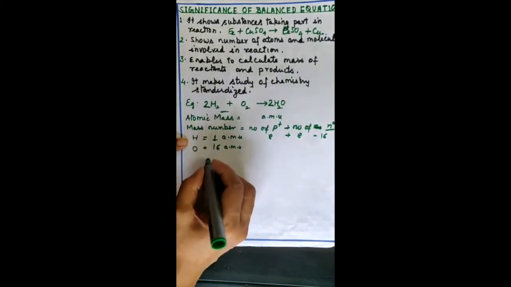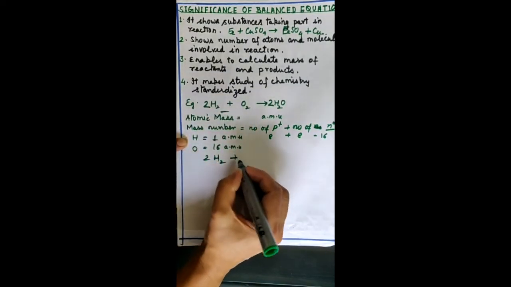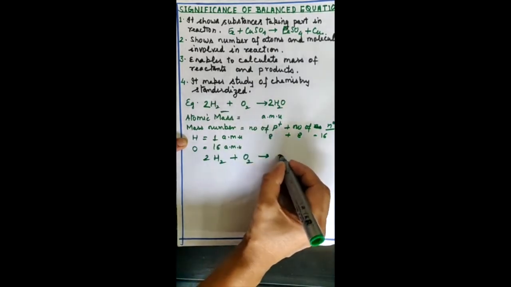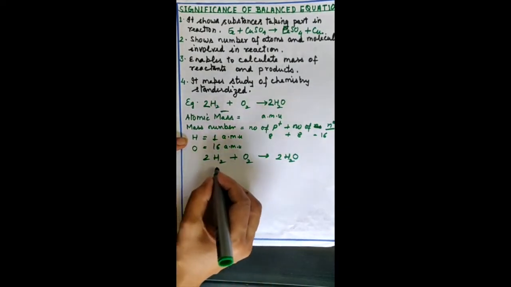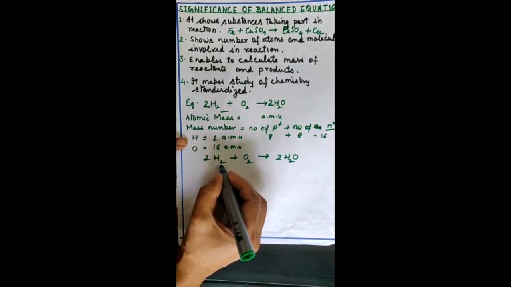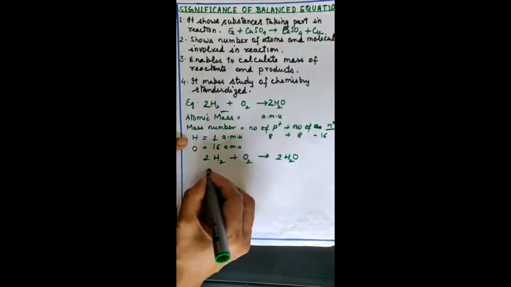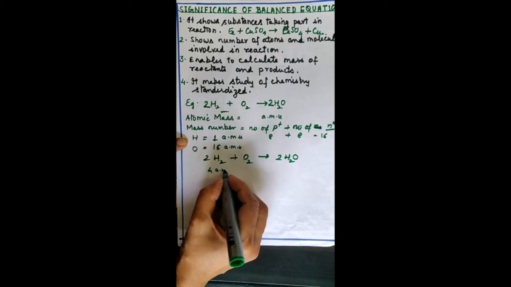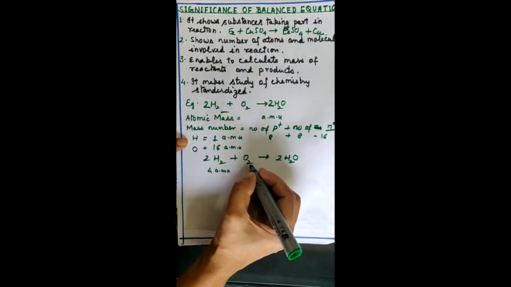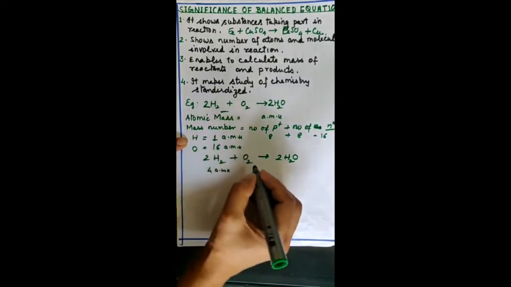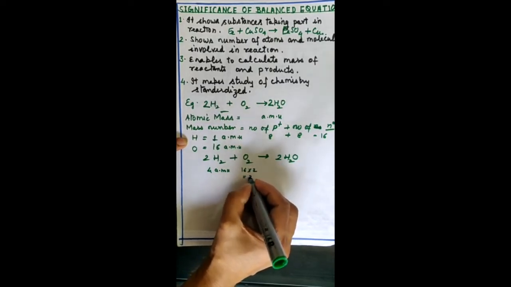In this, we write it over here once again: 2H2 plus O2 gives 2H2O. Now see, the mass of 2 into 2, 4 atoms of hydrogen. If one atom's mass is 1 AMU, then 4 atoms' mass will be 4 AMU. Whereas oxygen, there are 2 atoms and one atom's mass is 16 AMU, so it will be 16 into 2, that is 32.